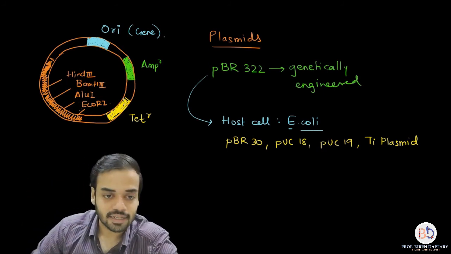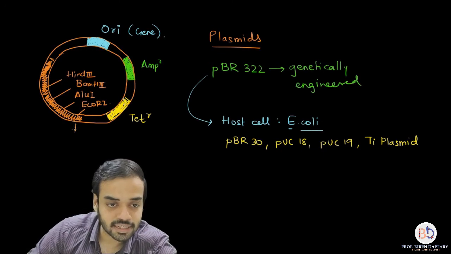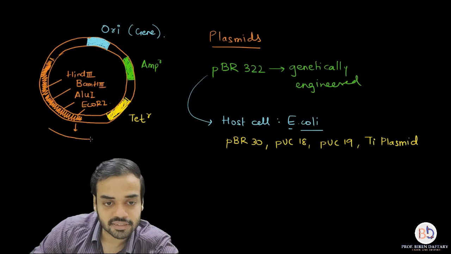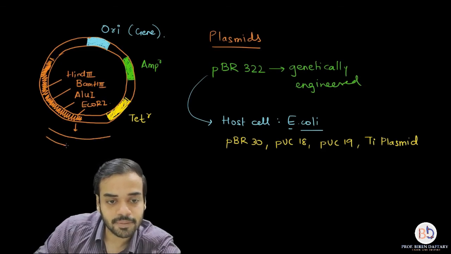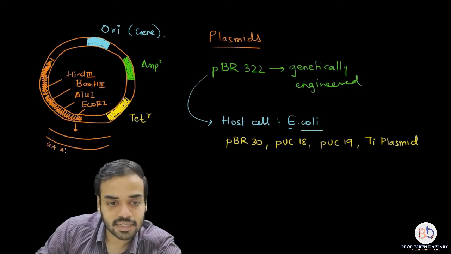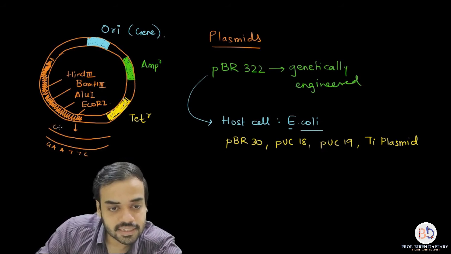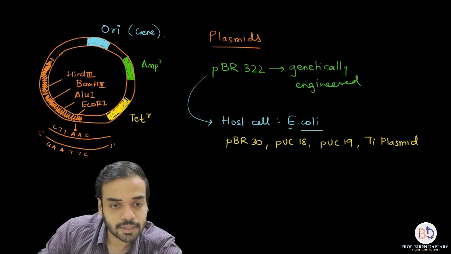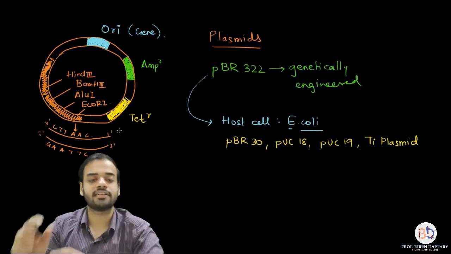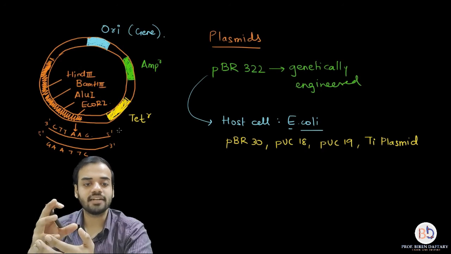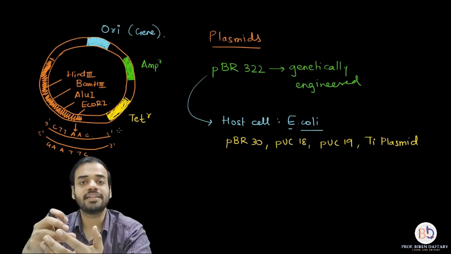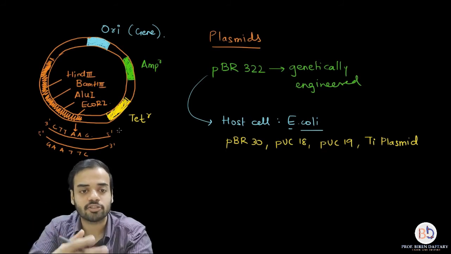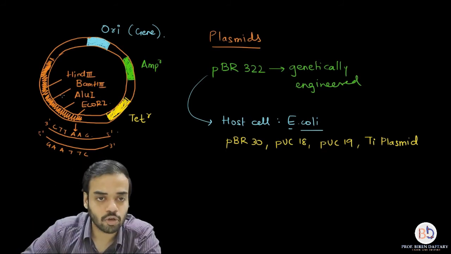For example, if I magnify this area of the EcoRI restriction site, then that site will have a sequence which is something like this: GAATTC, or over here it will be CTTAAG. This is 5' to 3', this is 3' to 5'. I'm just showing an example. Is this clear? So basically these are the areas which can be recognized by restriction enzymes and cut so that you can insert the desired fragment. So I hope this is clear.